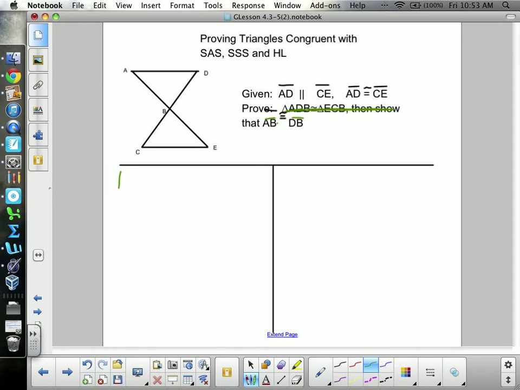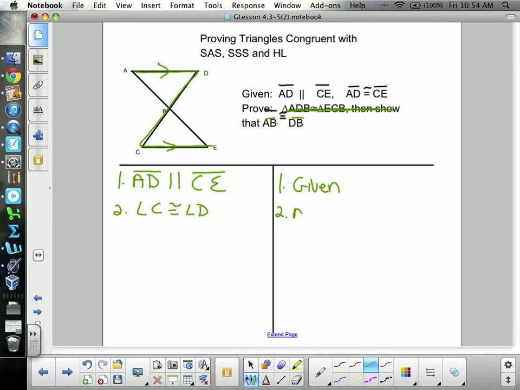So, let's start out. Start our proof. AD is parallel to CE. Given. All right, so these lines are parallel. Well, I could have some alternate interior angles here somewhere, couldn't I? Like right there. Which angles are congruent? Angle C is congruent to angle D. Yeah, and there's only one angle C and one angle D, so I can get away with that.